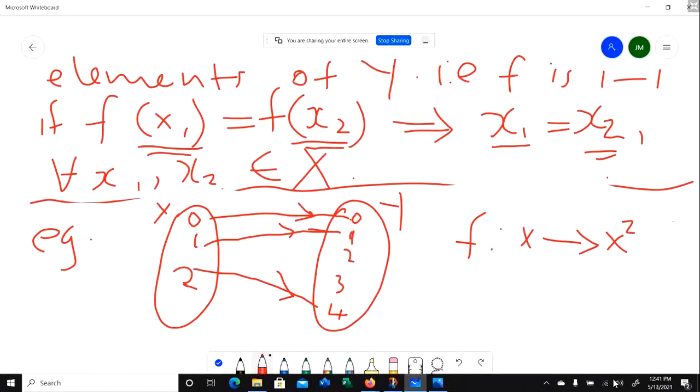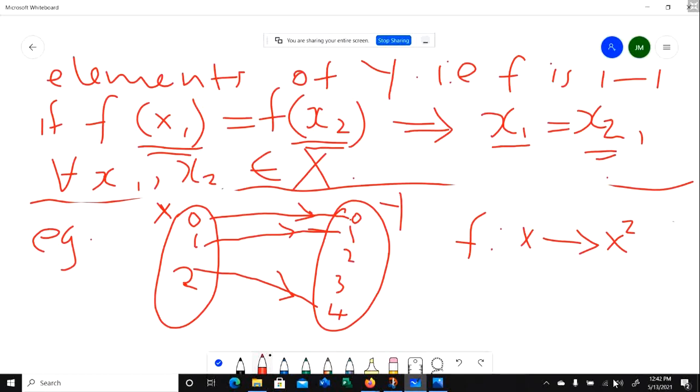So we find that for any two images to be equal, their objects must be equal. If F of 1 is equal to F of 2, then it means that 1 and 2 are equal. Otherwise, they should map to distinct images. So for 1 and 2, which are not equal in the domain, their corresponding images should also not be equal. That is what a one-to-one mapping implies.